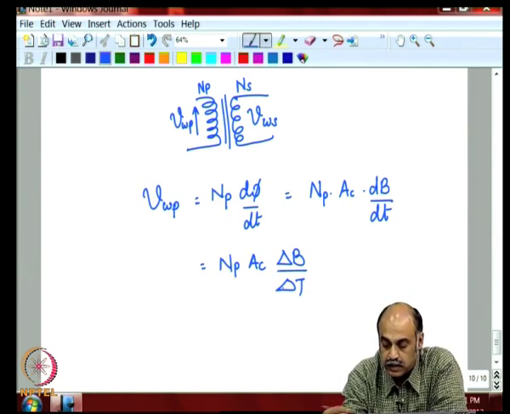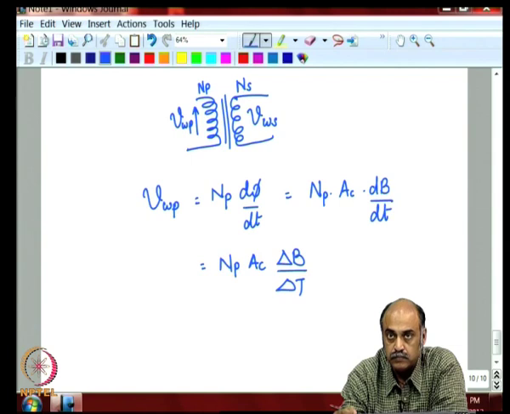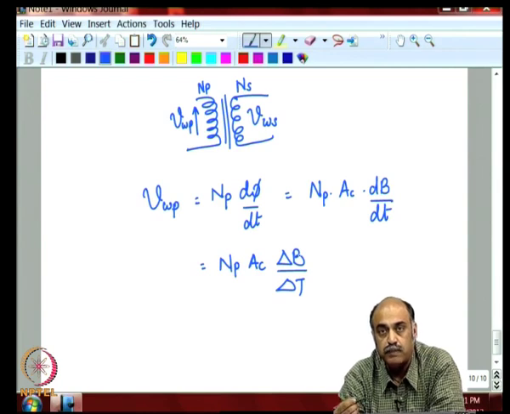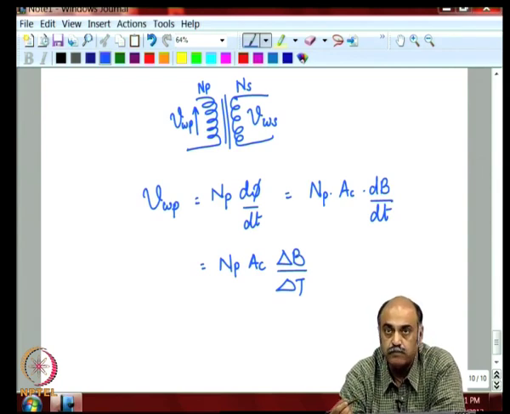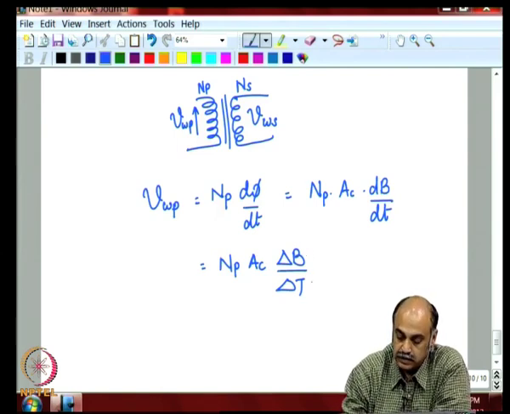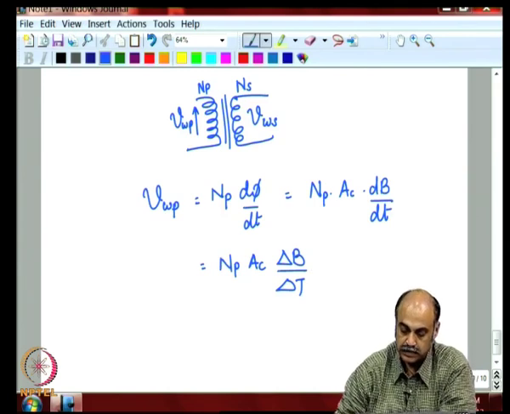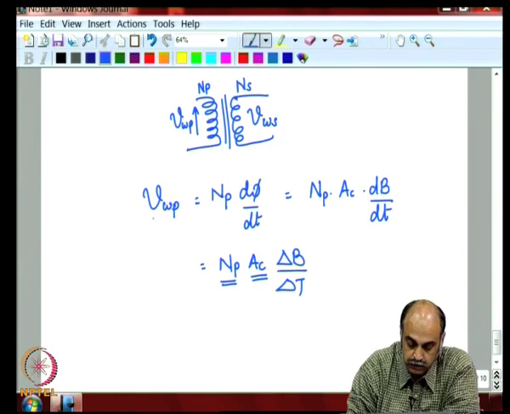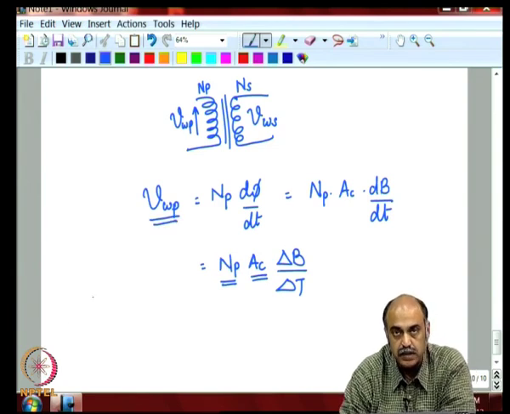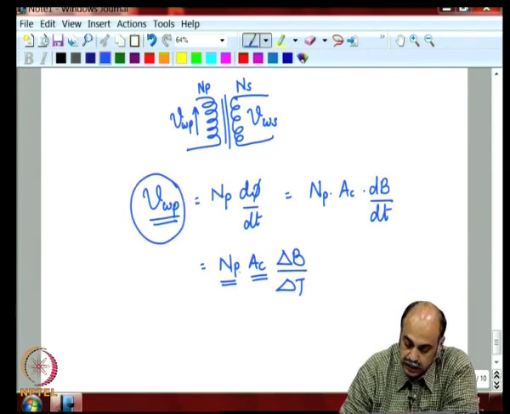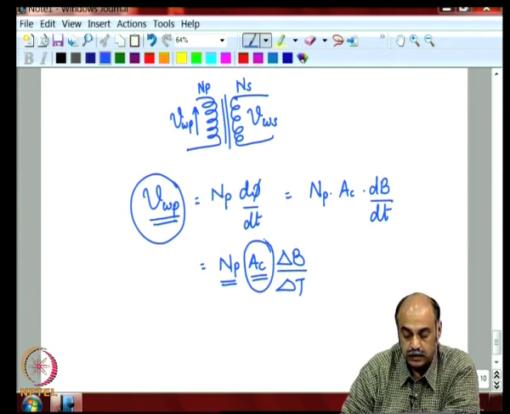So, in time delta T, which is duty cycle into Ts time, what should be the flux swing? The flux swing goes from minus Bm to plus Bm, 0 to Bm, whatever, depending upon the topology of the circuit and the transformer. So, these two are design parameters which are decided by the designer. This is the core cross section area and this is the number of turns Np. VP is the voltage applied to the primary which comes from the circuit. So, therefore, you see that the voltage and AC are related through this.